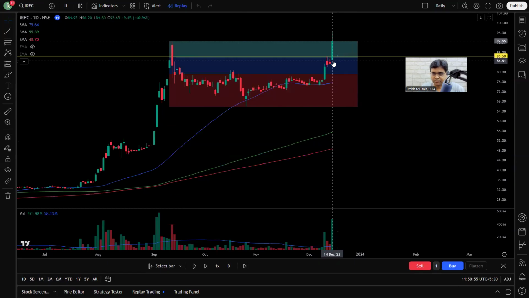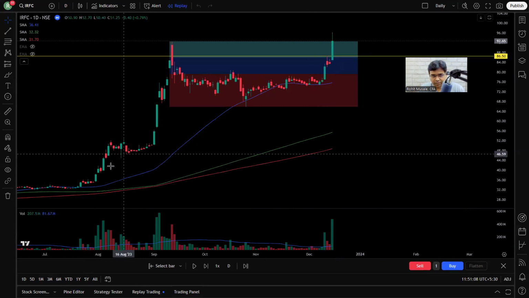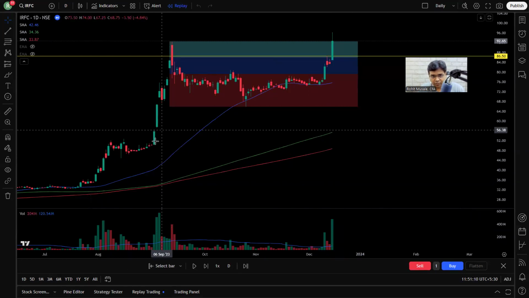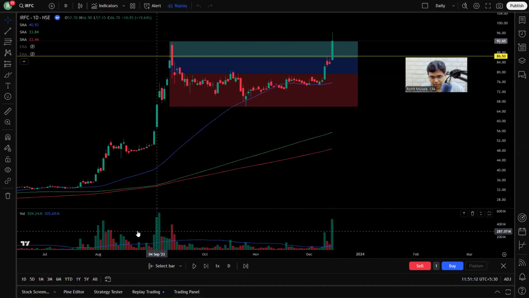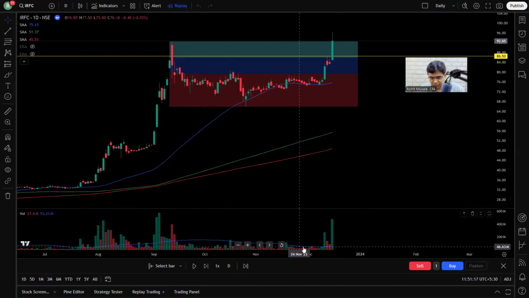So this is IRFC. This breakout happened on 14 December 2023. After this, I think the stock shot up 86% in a month. Okay. So have a look at this. See, from here till here, or from here till here, look at the volume bars here. Compare these volume bars with these volume bars.